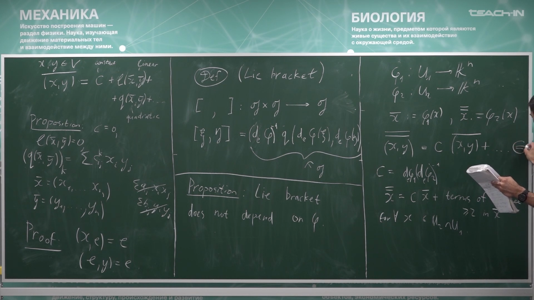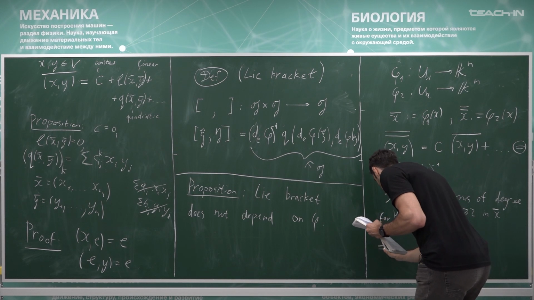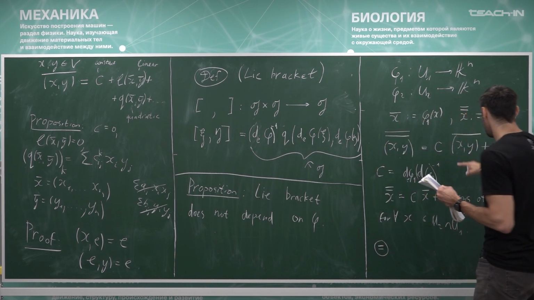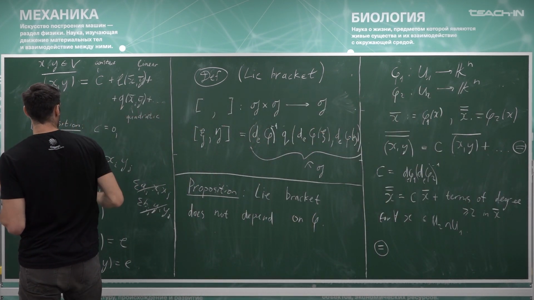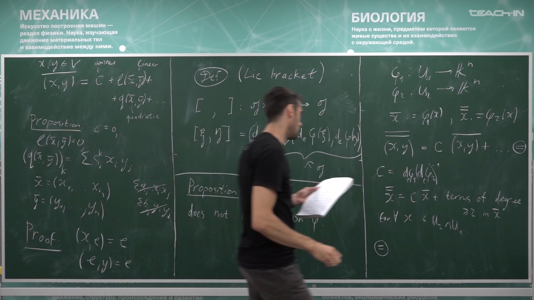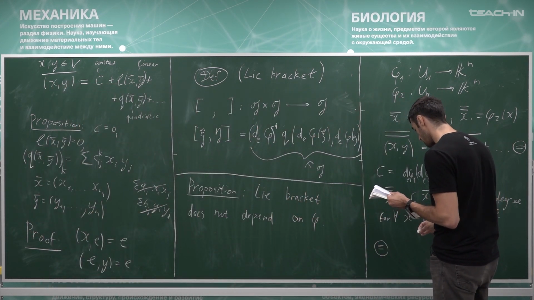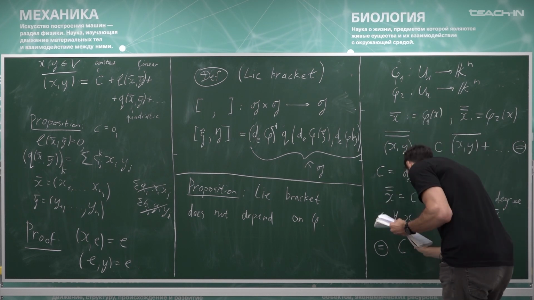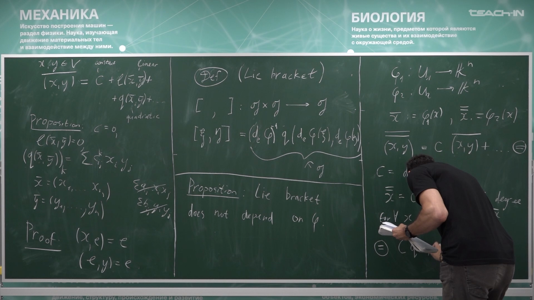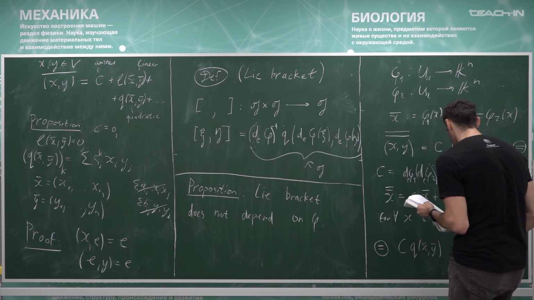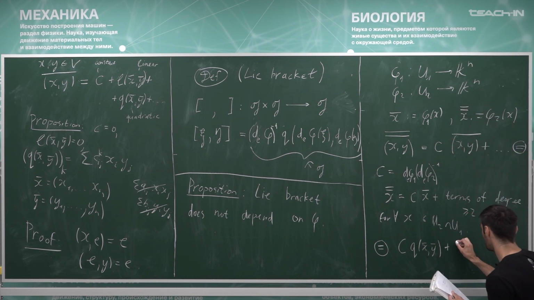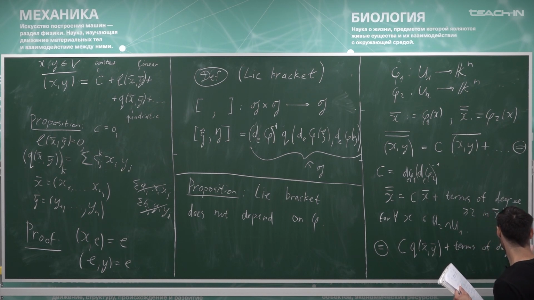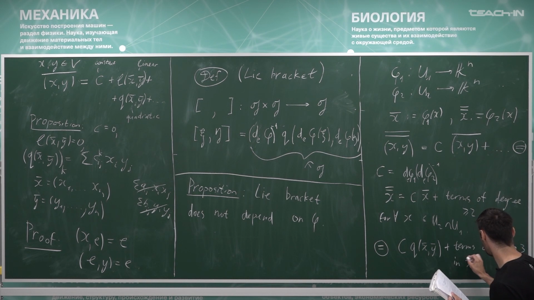Okay, so then I can take this and now use this formula. We know that C and L are zeros, so therefore this is C Q of x bar y bar, plus terms of degree greater or equal than 3 in x bar and y bar.